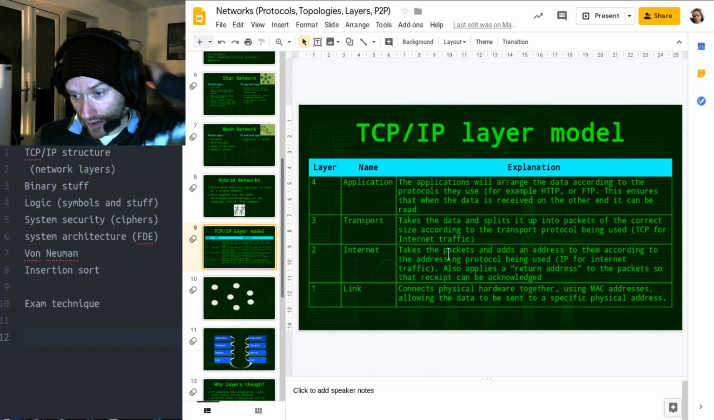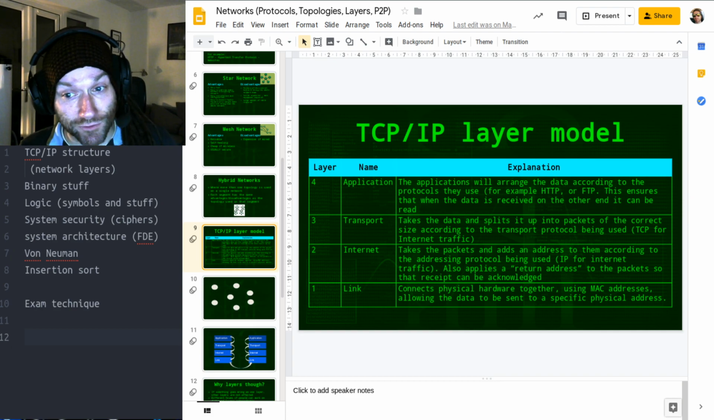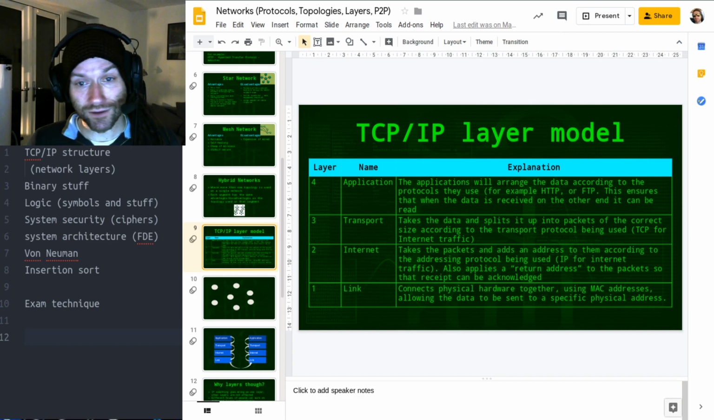So, yeah, if you want to find out how to set up a Telnet server, it's not like there's a shortage of information on the internet. Right? I'm not going to go into that now.